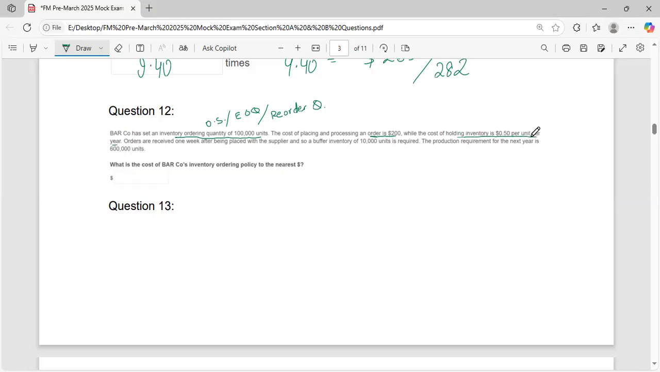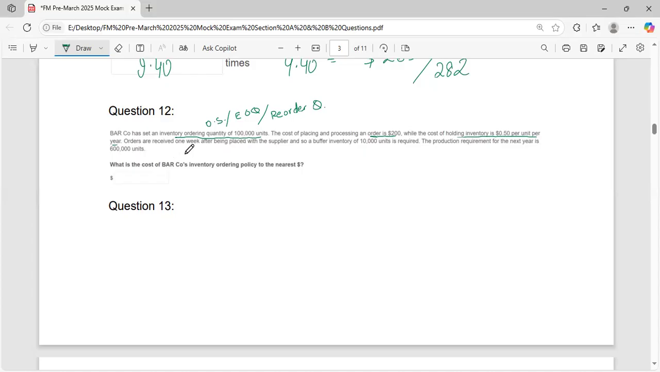Remember, holding cost is always needed on a per unit per year basis. If it is not given on a per unit per year basis, if it is given per unit per month or per unit per quarter, then convert it into annual holding cost per unit. Similarly, if ordering quantity or purchase demand is not provided on an annual basis, if it is provided on a monthly, quarterly, or 6 monthly basis, always convert it into per year.